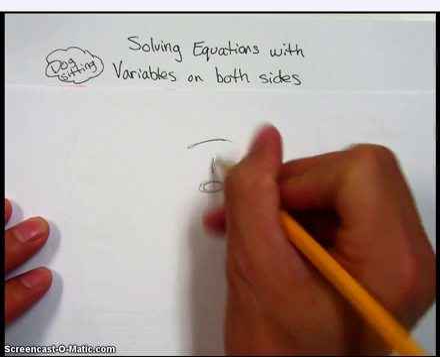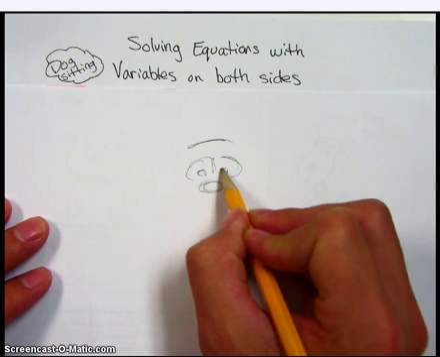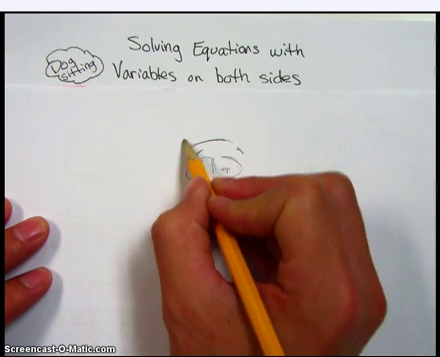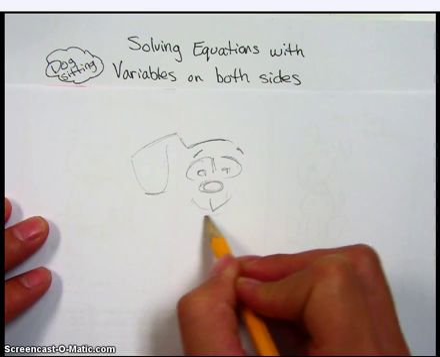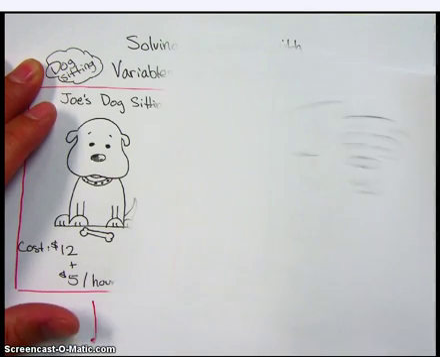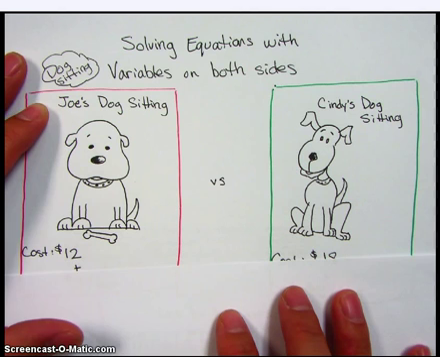Alright, so we're going to talk today about solving equations with variables on both sides. And today I thought it would be a good idea to possibly do one about dog sitting. Maybe some of you have had a dog before, and so we're going to talk about that. Alright, so there's two companies, Joe's Dog Sitting and Cindy's Dog Sitting Company.